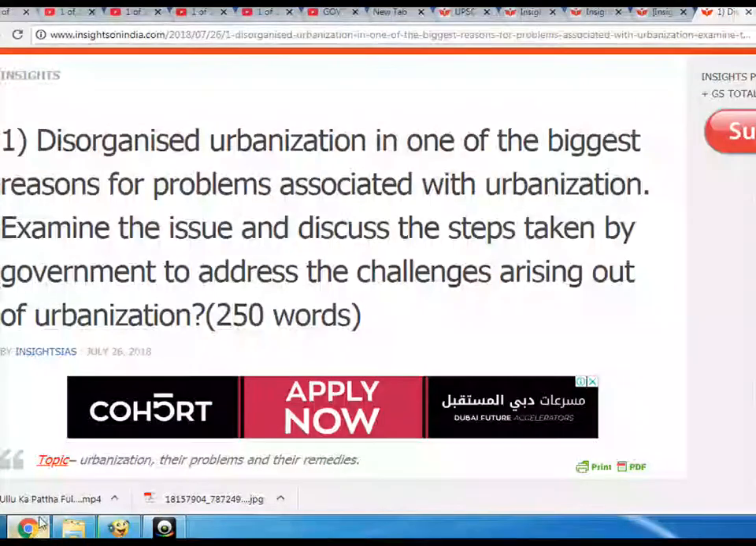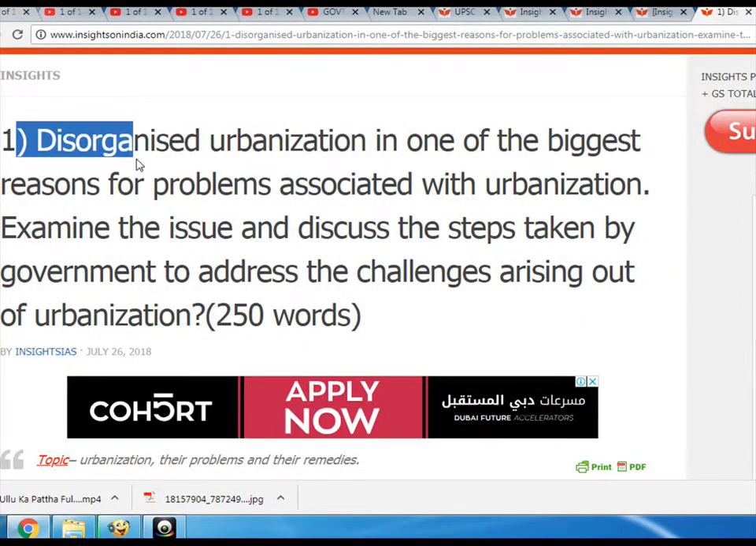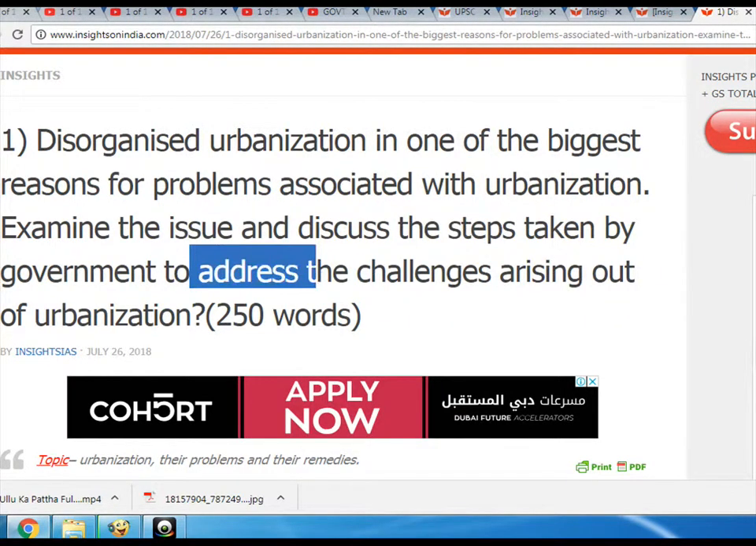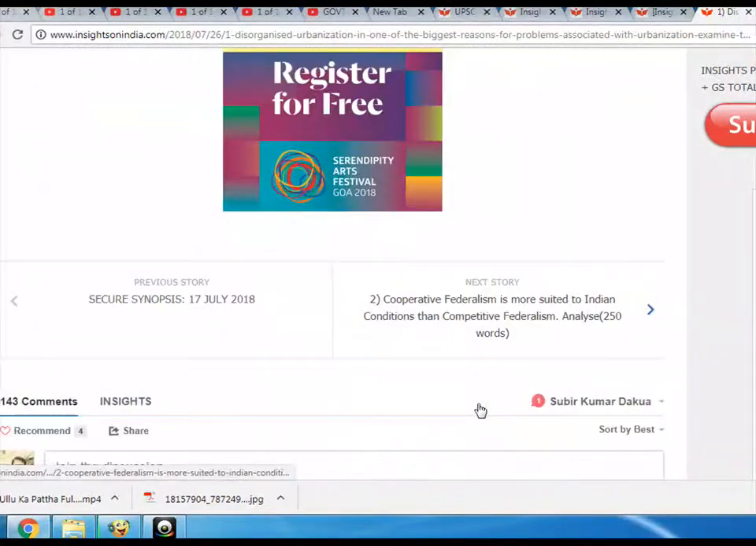Topic: Urbanization, their problems and their remedies. 1. Disorganized urbanization is one of the biggest reasons for problems associated with urbanization. Examine the issue and discuss the steps taken by government to address the challenges arising out of urbanization. 250 words.